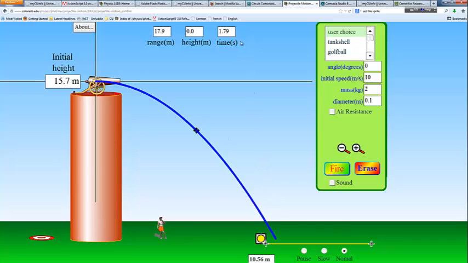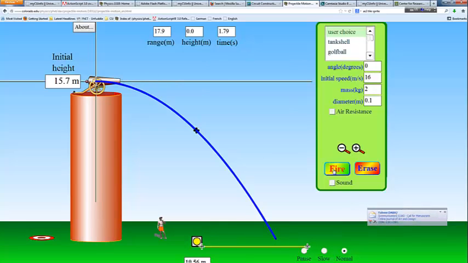I now ask my students, suppose I increase the initial speed to, say, 16 meters a second. Will it now take longer to reach the ground, the same amount of time to reach the ground, or less time? I'd let the students discuss that for a little while and then vote with their clickers on the answer. And then let me answer the question experimentally by increasing the speed to 16 meters a second and firing.